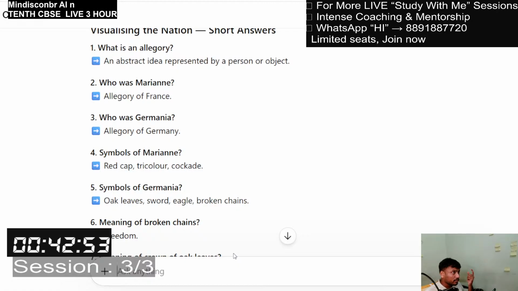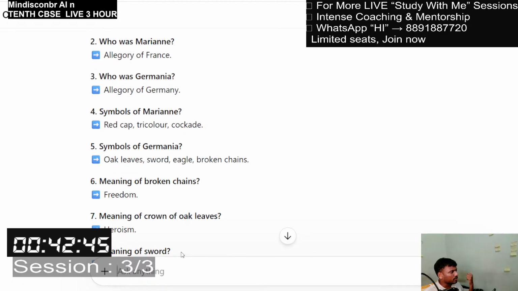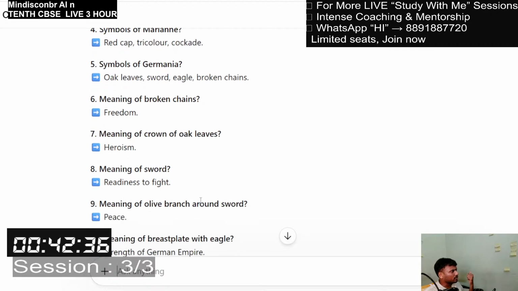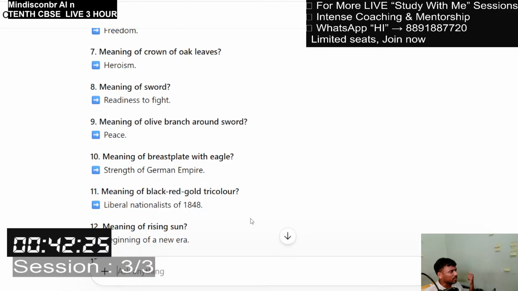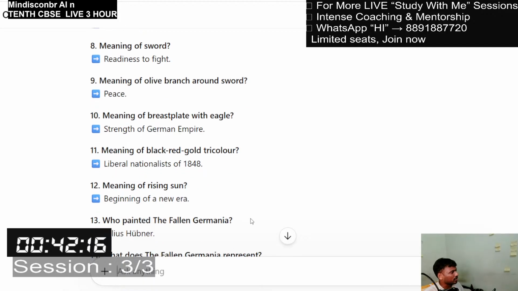Symbols of Marianne: red cap, cockade, and tricolor flag. Symbols of Germania include oak leaves, sword, eagle, broken chains. Meaning of broken chains, freedom. Meaning of crown of oak leaves, heroism. Meaning of sword, readiness to fight. Meaning of olive branch around sword, peace. Meaning of breastplate with eagle, strength of the German Empire. Black, red, gold tricolor means liberal nationalists of 1848. Rising sun, beginning of a new era.